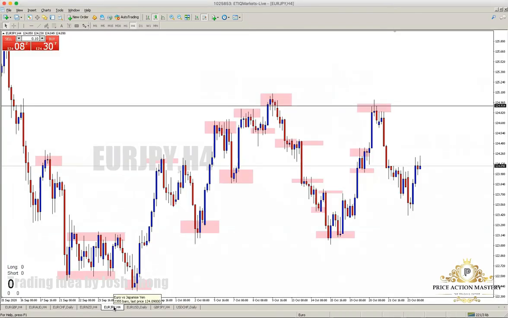Euro GBPY, basically we are looking for short.